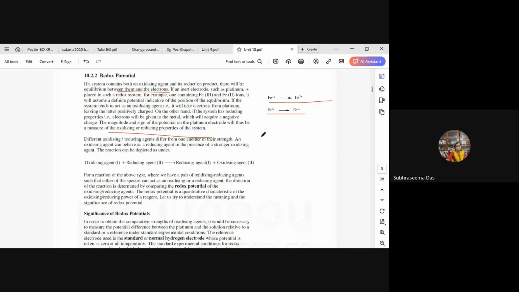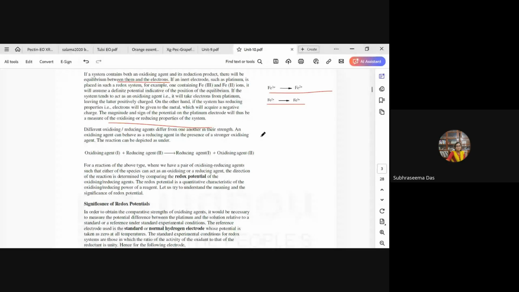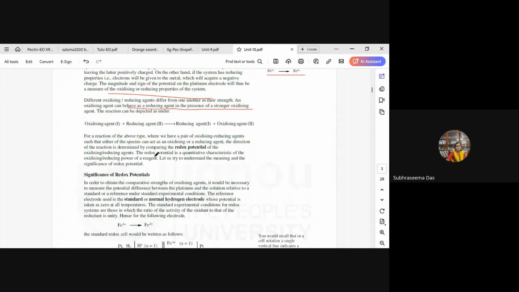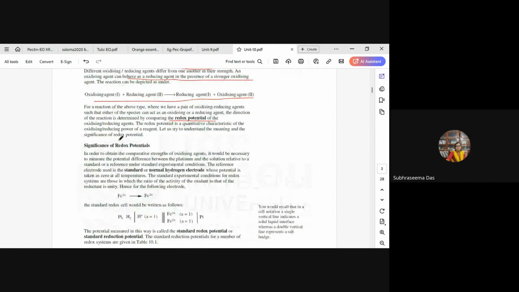Now there are different oxidizing and reducing agents which differ from one another in their strength. An oxidizing agent can behave as a reducing agent in the presence of a stronger oxidizing agent. For a reaction of this type, where we have a pair of oxidizing and reducing agents such that either of the species can act as an oxidizing agent or a reducing agent, the direction is determined by comparing the redox potentials. So let us understand the significance of redox potential.